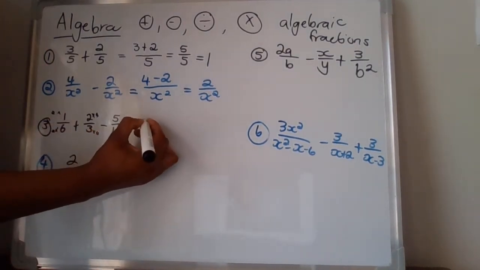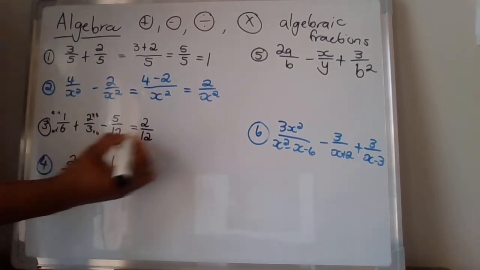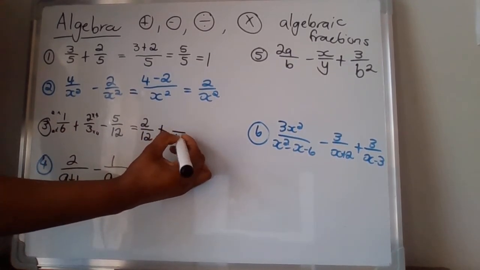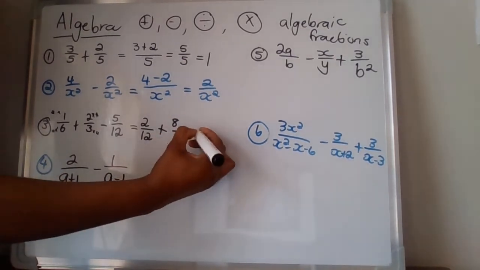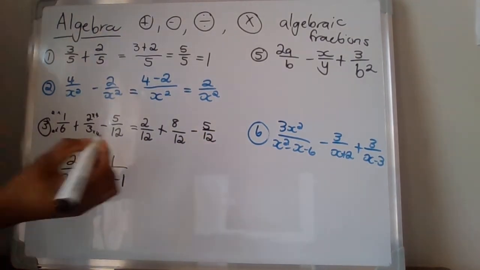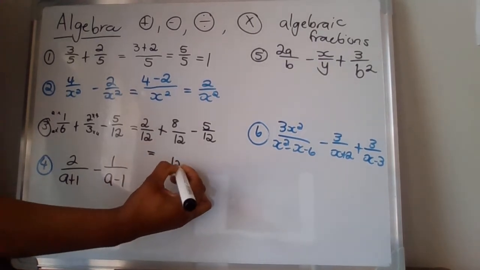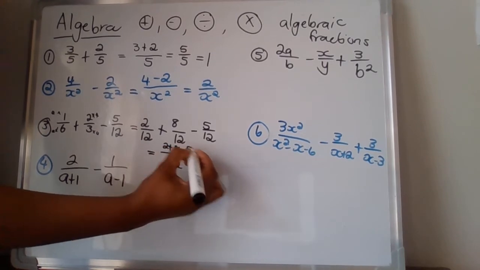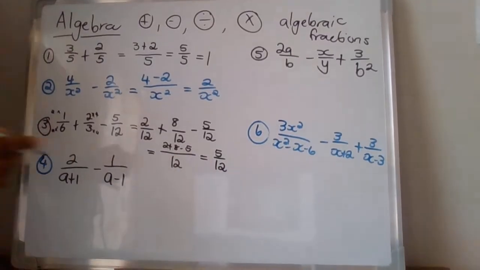So then 1/6 is the same as 2/12, all right? Plus, now I need to multiply my denominator by 4, which means I multiply my numerator by 4. It gives me 8, and it's minus 5/12, okay? So now because my denominator is now the same, then I can add my numerators, minus 5. So my final answer here is 5/12.